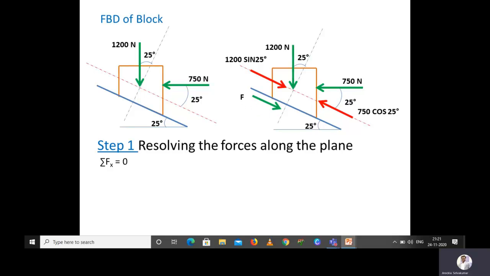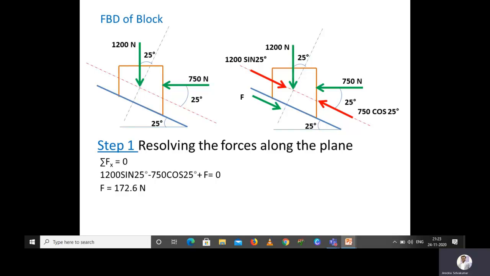and because of this 750 cos 25 degrees, we will have a frictional force which acts opposite to it. So 1200 sine 25 acts towards the right, so it is positive, and 750 cos 25 degrees acts towards the left, so it is negative. The frictional force will act towards the right with respect to the inclined plane, so it is a positive frictional force. Based on that, we get the equation 1200 sine 25 degrees minus 750 cos 25 degrees plus the frictional force F is equal to 0. From that we can calculate the force value: F is equal to 172.6 Newton.